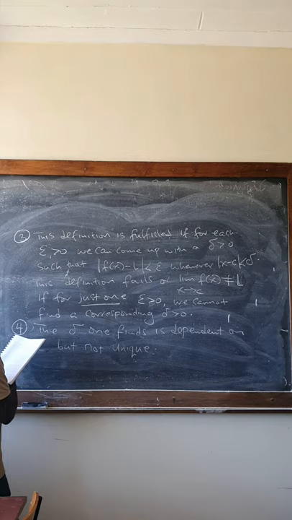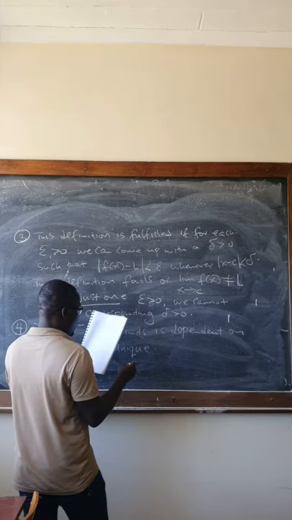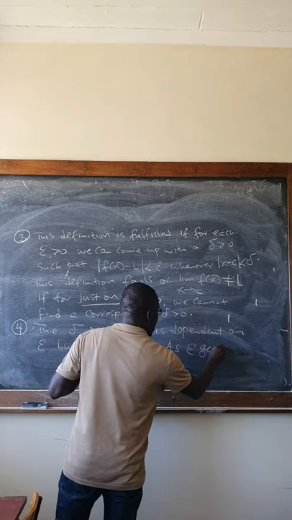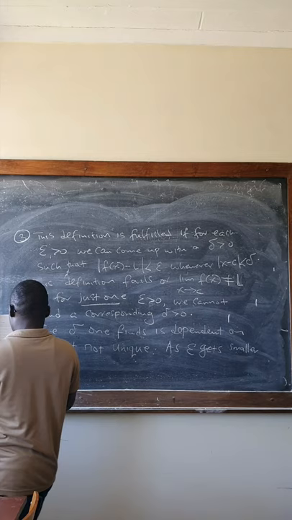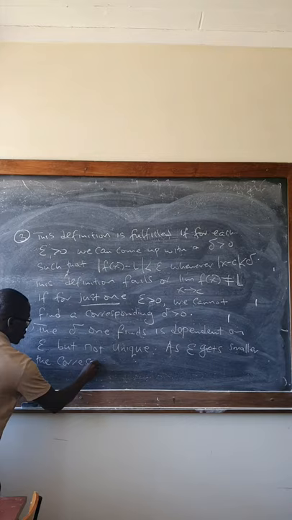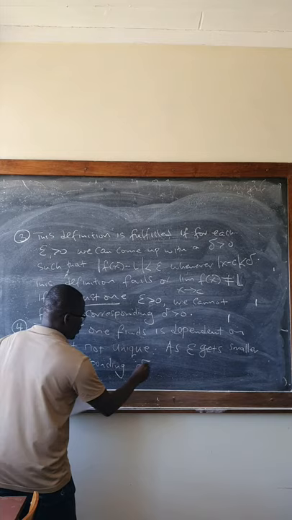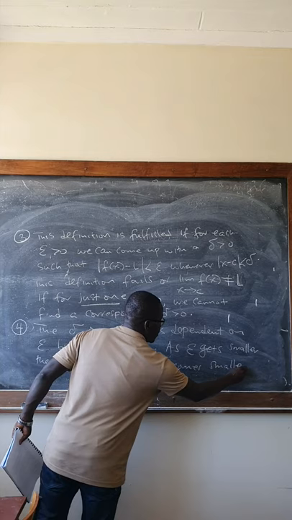And we said that as epsilon gets smaller, the corresponding delta becomes smaller. This one you see what we mean by that.